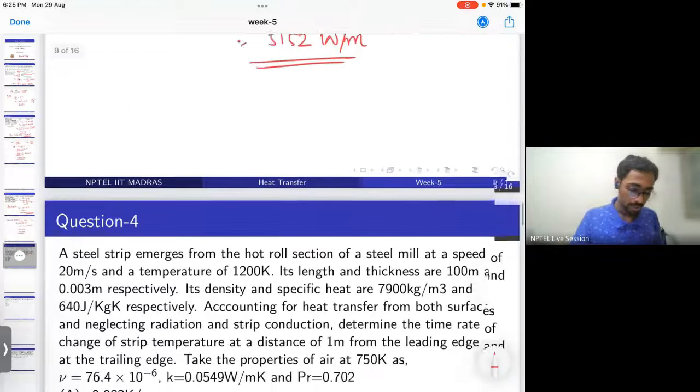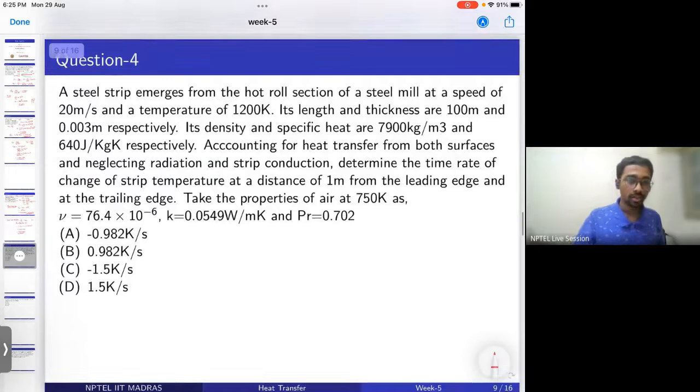Okay. So I hope this question was clear. It's a direct substitution of the formulas. So we will go to the next question.